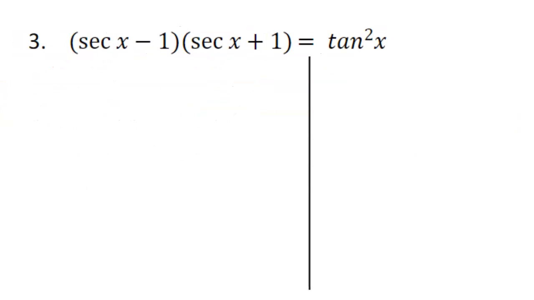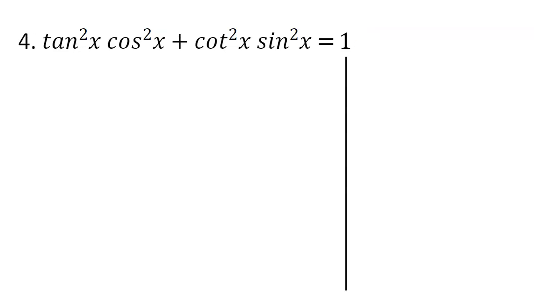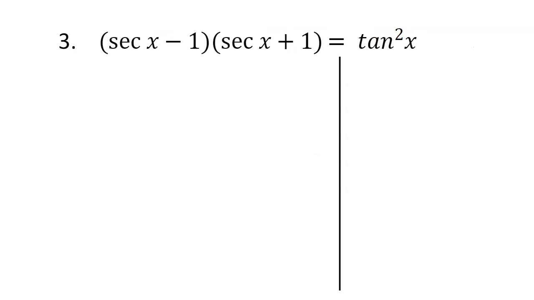All right. Number 3, we are going to be working on, again, the left-hand side because it is the more complex side. Now, before you start doing anything, you really should look: are either of these two binomials a trig identity? So is secant x minus 1 or secant x plus 1, are either of those trig identities on our sheet?